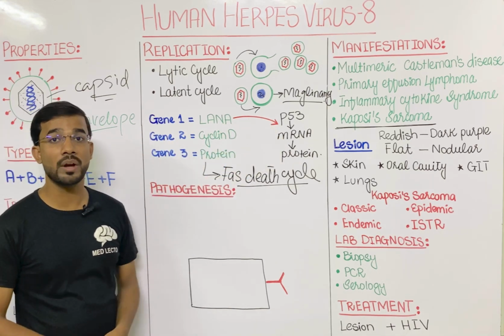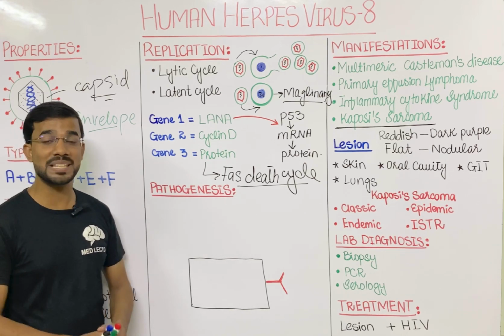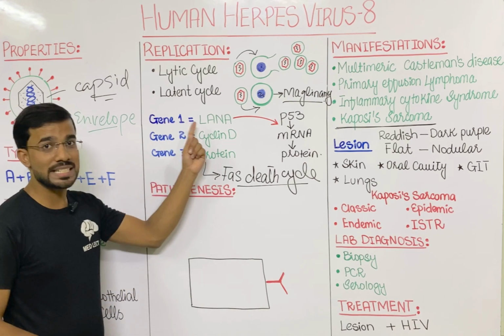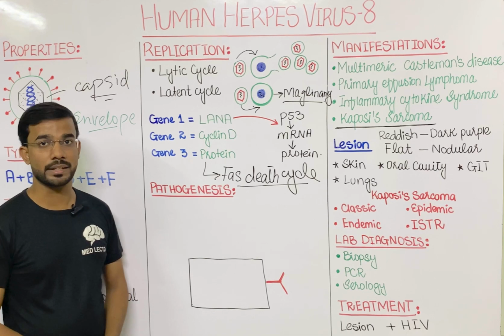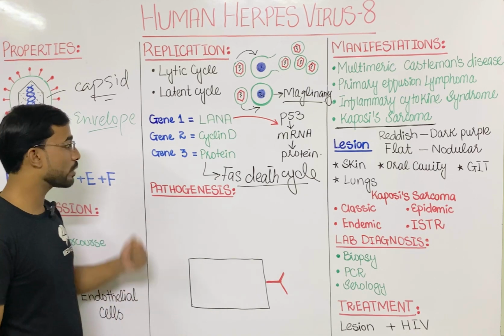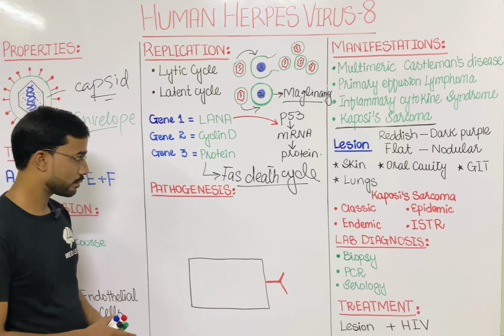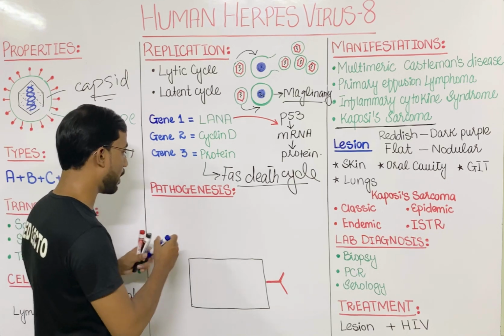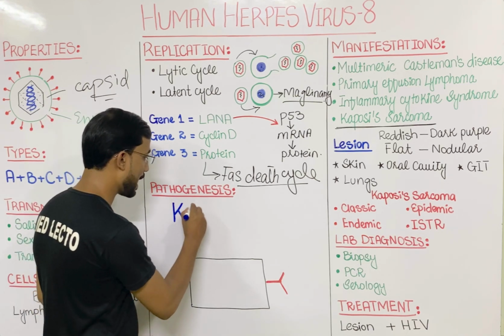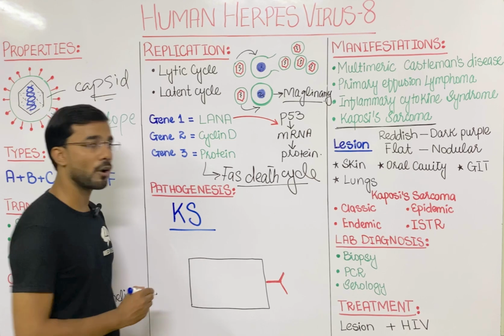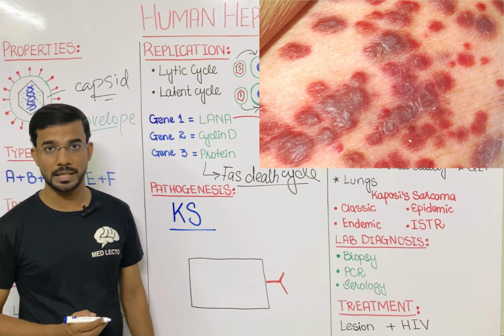And these three processes will happen specifically in the latent cycle, not in the lytic cycle. Next, if we look at the pathogenesis. In the Kaposi sarcoma, KS, you will see the formation of lesions on the skin.